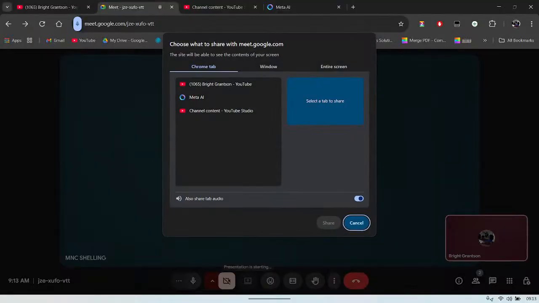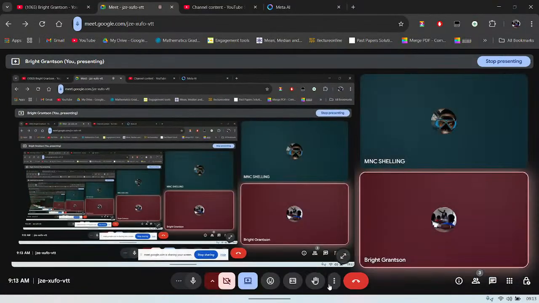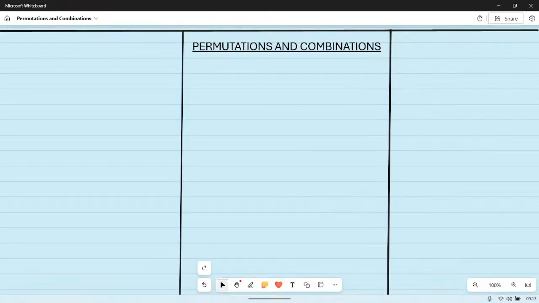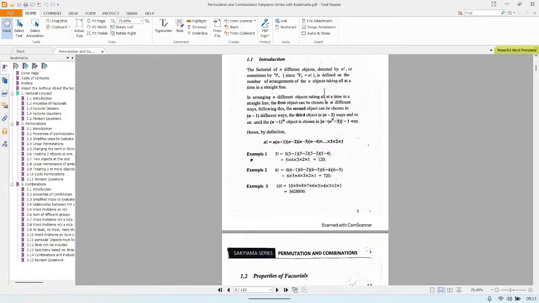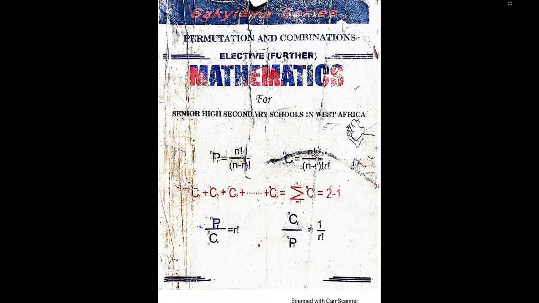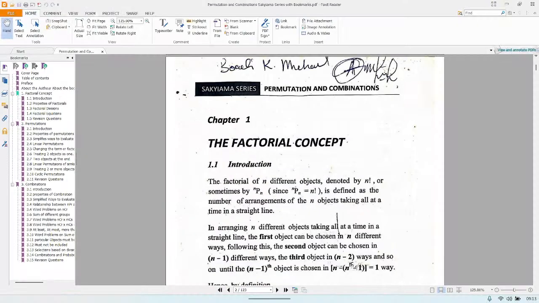Let me share my screen. Okay, so today, let me introduce you to this book, Permutation Combination by Ichiyama. It's a very good book.